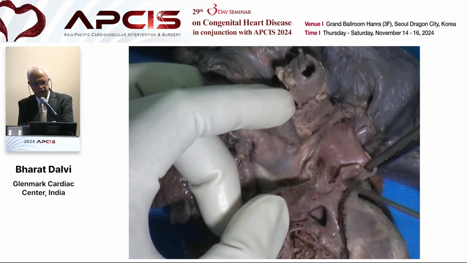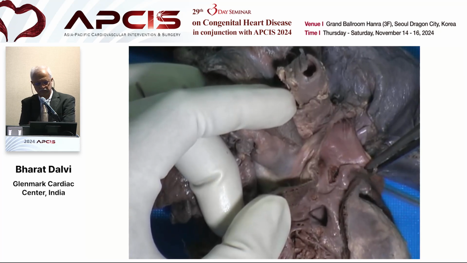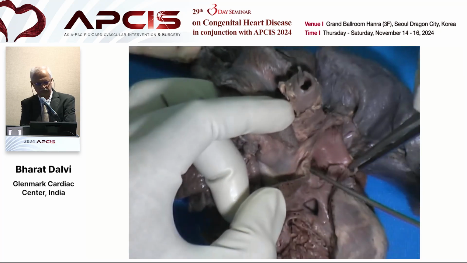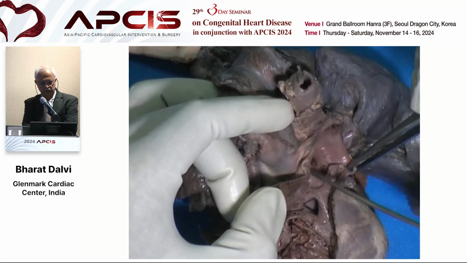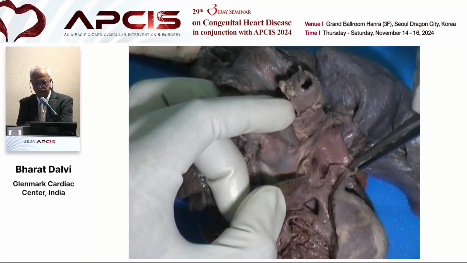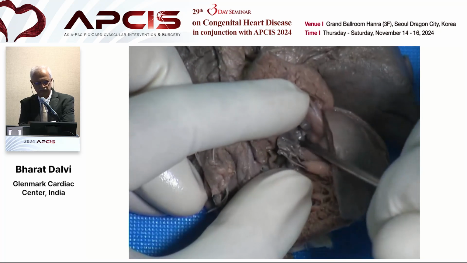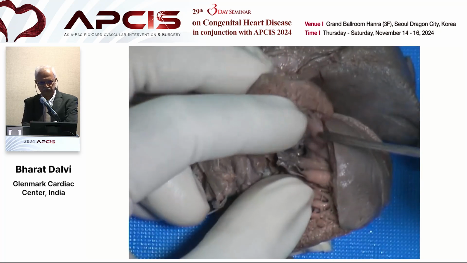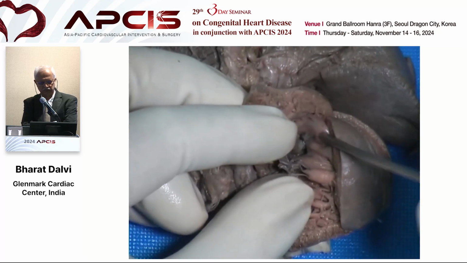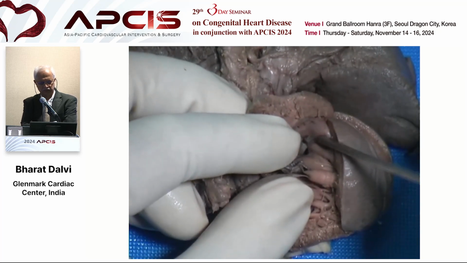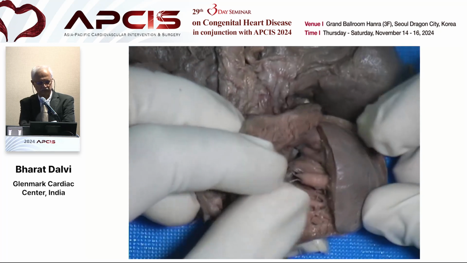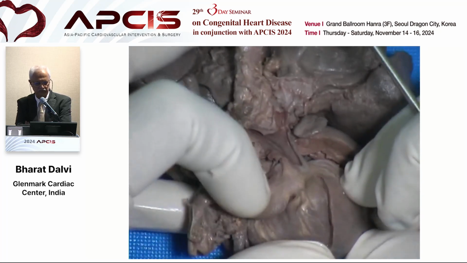You can see these nubbins or dysplastic pulmonary valve tissue, which is here, but the rest of the pulmonary annulus is completely devoid of valvular tissue. So this is another case of tetralogy of Fallot with its characteristic VSD and the outlet septum having moved anteriorly and superiorly. The reason to show you this case is another variation in the right ventricular outflow tract.